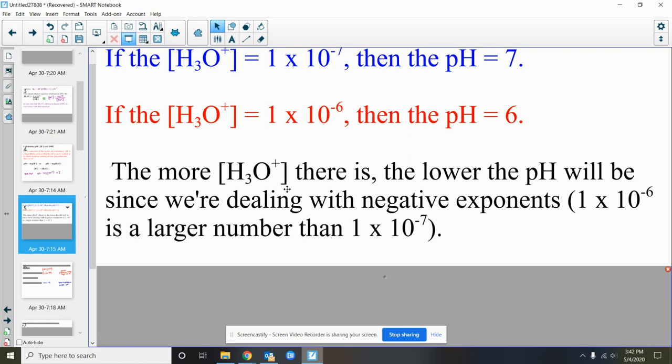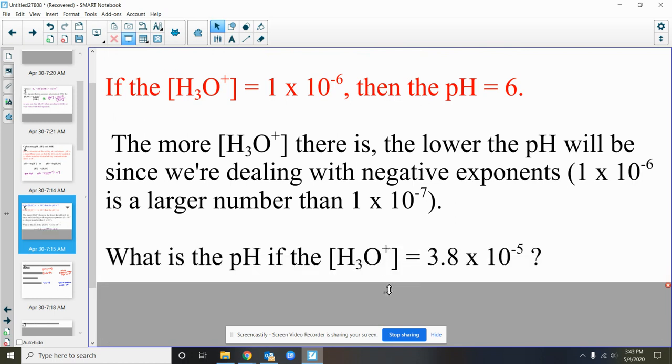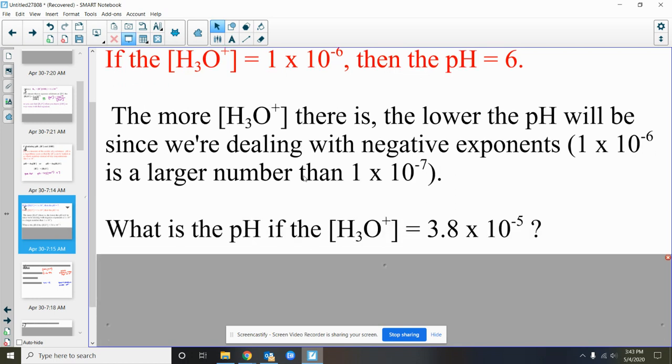Okay, I already mentioned this, that the more hydronium there is, the lower the pH. The lower the pH, the more acidic your solution. Okay, so here's an example. What is the pH if the hydronium content is 3.8 times 10 to the negative 5th? Well, I can't just say my pH is 5, because that's what my exponent is. That only works if this were 1 times 10 to the negative 5th, and this is 3.8.